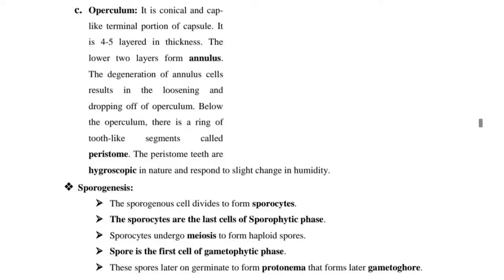Sporogenesis. The sporogenous cell divides to form sporocytes. The sporocytes are the last cells of the sporophytic phase. Sporocytes undergo meiosis to form haploid spores. Spore is the first cell of the gametophytic phase. These spores later on germinate to form protonema that forms later gametophore.